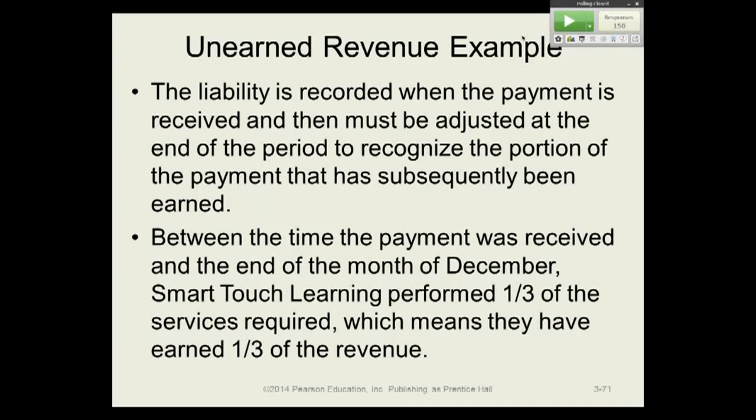Now, when the liability is on the books, of course, it stays there until you provide the services. So let's assume that, and again, we'd have to tell you how much of the service is provided. So we're assuming that from December 21st to December 31st, they provided 1/3 of that service, so they earned $200.